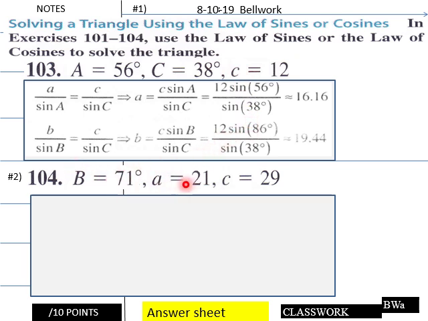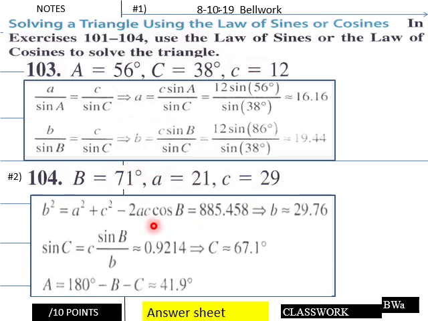And then down here, we have two side lengths and an angle measure of B. For that, we can use our big, long, gnarly equation from the law of cosines to figure out what our b length is. We plug in our values and come up with this number. We take the square root of that, and we get 29.76 for b.